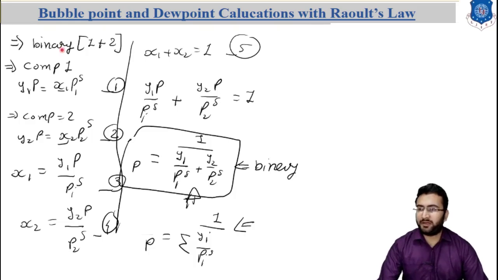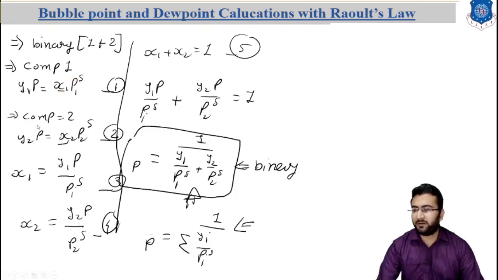So for dew point calculation, first consider a binary system made of component 1 and component 2. Applying Raoult law for component 1, that becomes y1 p is equal to x1 p1 saturated. For component 2, it becomes y2 p is equal to x2 p2 saturated. Now taking x1 and x2 as the subject, because there is a bubble point calculation, we have to consider x1 plus x2 is equal to 1. That's why we are taking x1 and x2 as the subject.